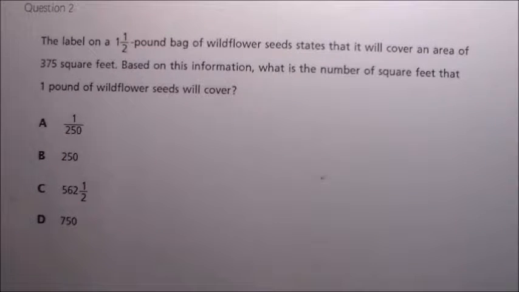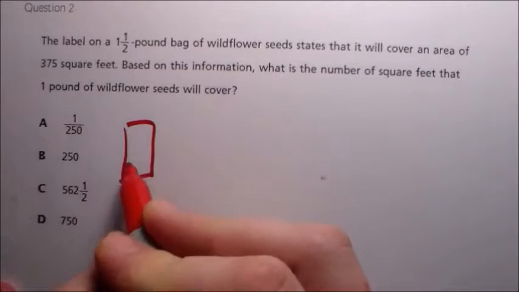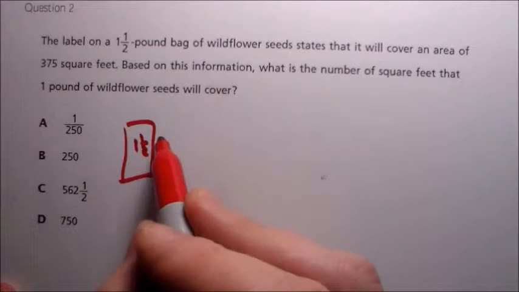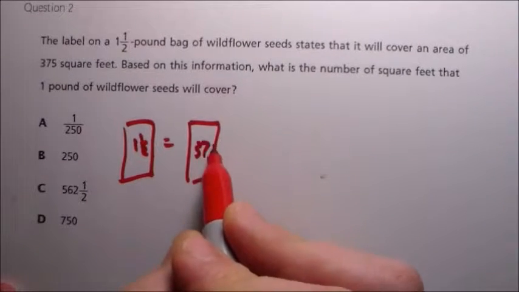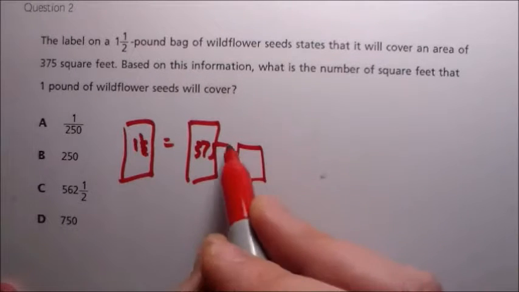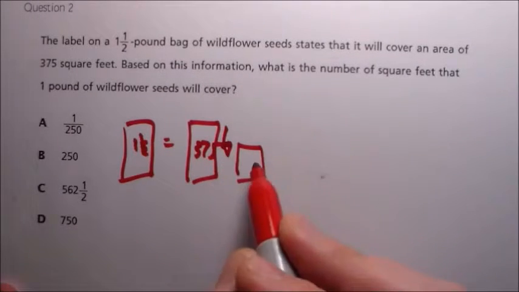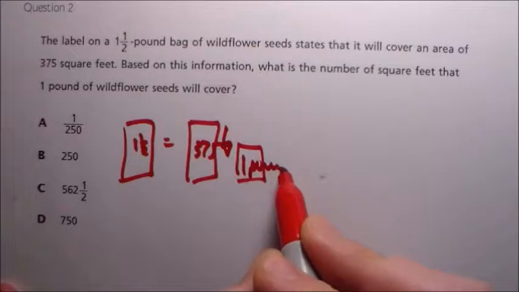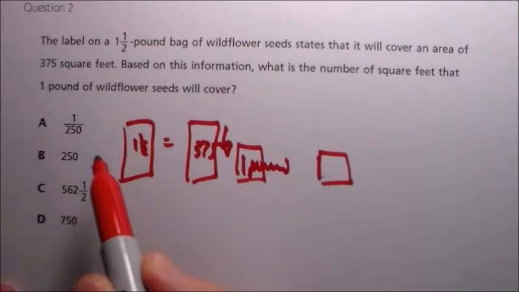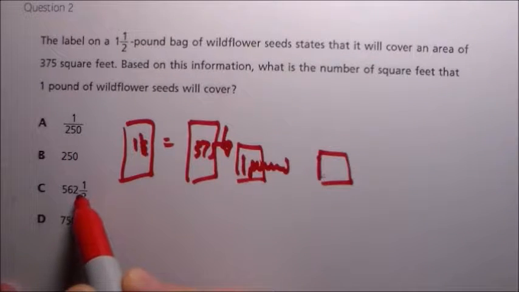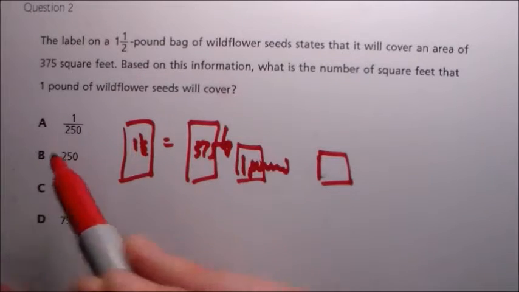Right off the bat, you know your answer, and that's because you can use estimation. We're going to go through this problem to make sure we know how to do it precisely. But if 1.5 pounds equals 375, you know that 1 pound is going to equal a little less than 375. This is a huge amount less, this is a little less, this is more, and this is way more. So you know your answer is going to be B.